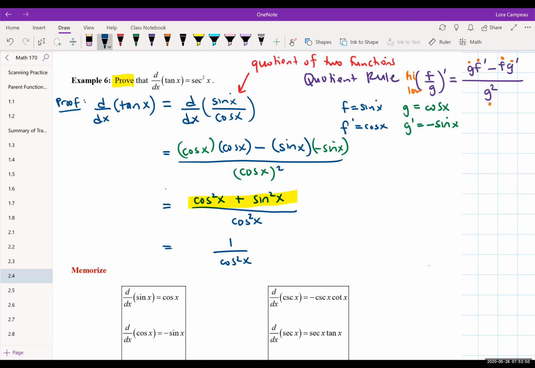Remember, our job is to get it to look like secant square x. So we are almost there. The final part would just be using the trig identity to remind you that 1 over cosine square x is secant square x. We have just shown that the left side of our statement, derivative of tangent x, equals secant square x.